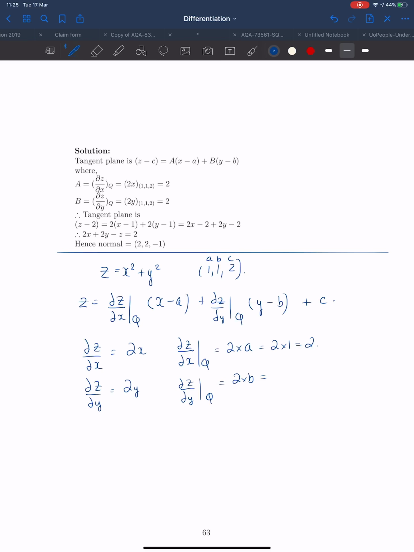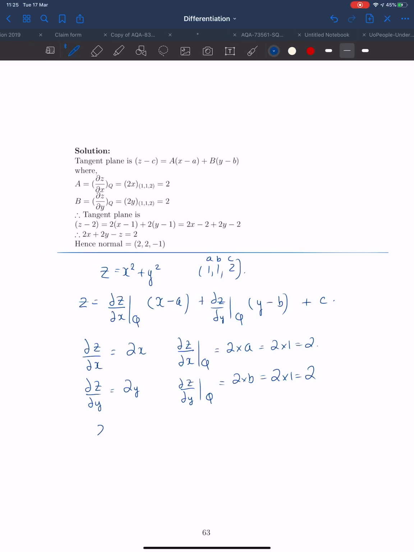I've only put this step in here because I was aware that they're both the same. You might think it's 1 all the time, but it's not. It's the a value and the b value, which is basically the x coordinate and the y coordinate. 2 times 1, which is also 2. They're not always going to be the same, it's just that this is an unusual example where they are.